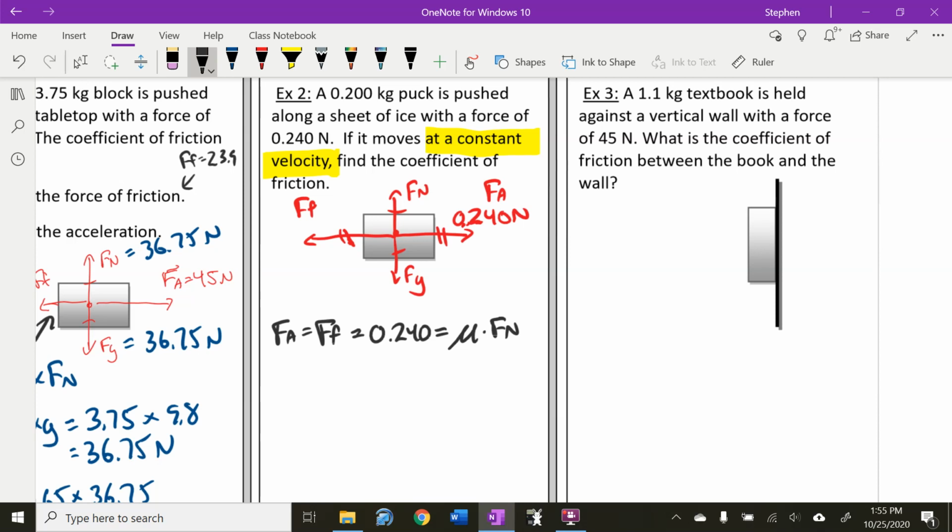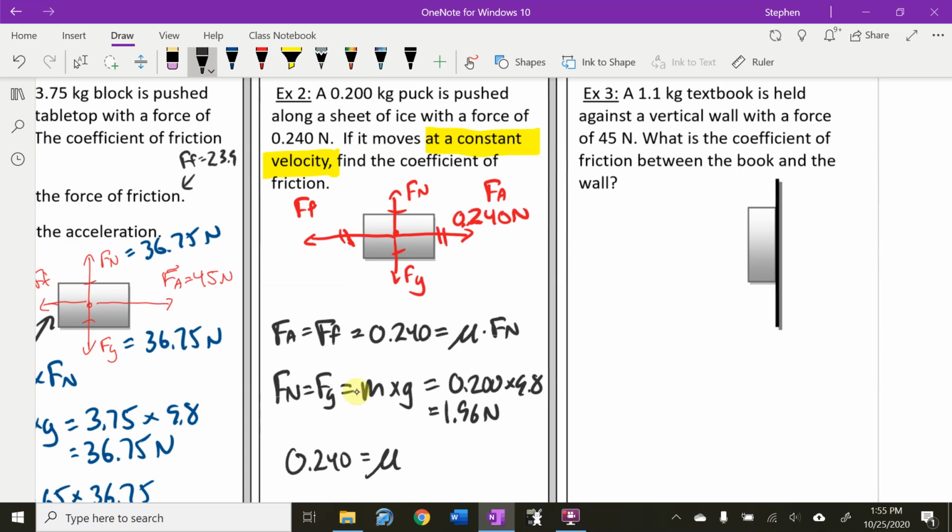Now, we are trying to find mu, but we don't have a normal force just yet, and we also don't have a formula for the normal force. However, you'll notice that the same observation that applied last time applies to this case as well. We know that the normal force is equal to the gravitational force, which is equal to m times g, which is 0.200 times 9.8. And 0.2 times 9.8 is 1.96, so it equals 1.96 newtons.